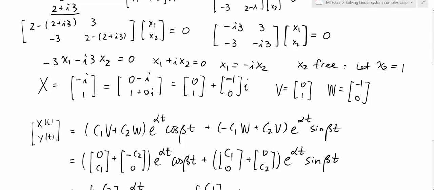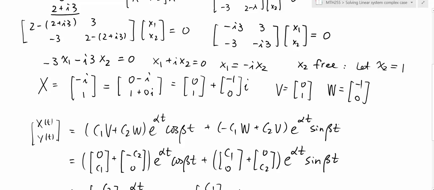Here is the formula we can develop from these two vectors to get the general solution. So this is the general solution formula, you can say. But please use exactly the same format, otherwise it's not going to be correct. We have (C1 v plus C2 w) e to the alpha t cosine beta t, where alpha plus i beta is the eigenvalue, and then (negative C1 w plus C2 v) e to the alpha t sine beta t.